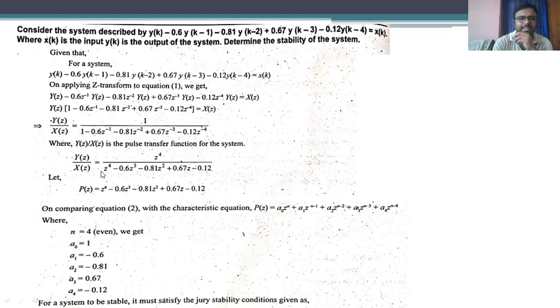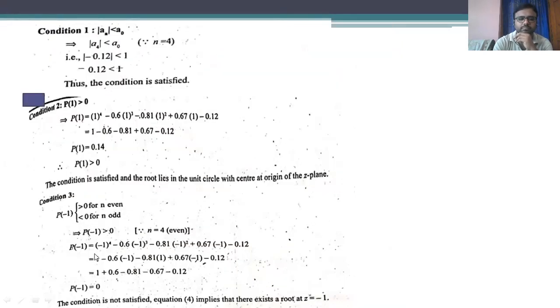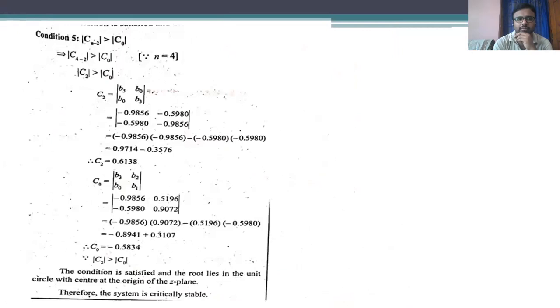So the denominator value has to be taken as the characteristic equation. Therefore the characteristic equation is Z power 4 minus 0.6 Z cube minus 0.81 Z square plus 0.67 Z minus 0.12. So this is the characteristic equation we have taken from the transfer function. From that we are going to check the conditions for stability. If all the conditions are satisfied, then we can say whether this particular system is a stable system or not.